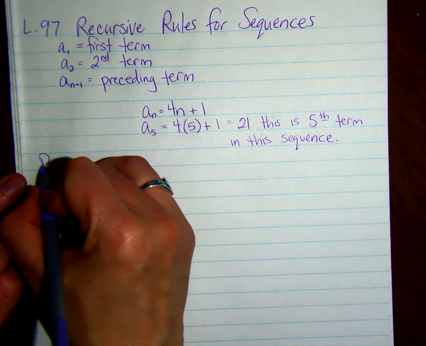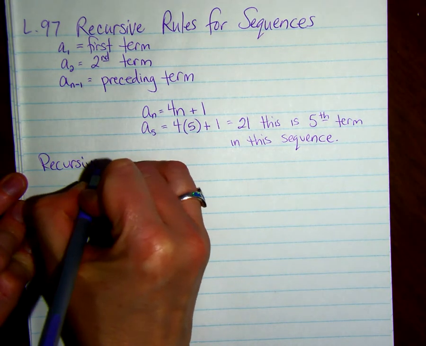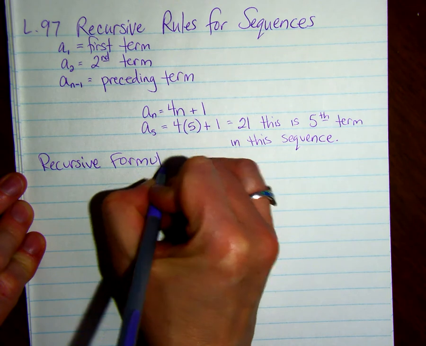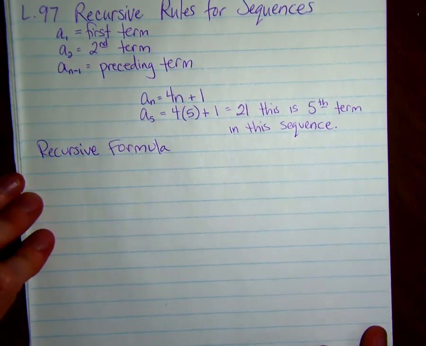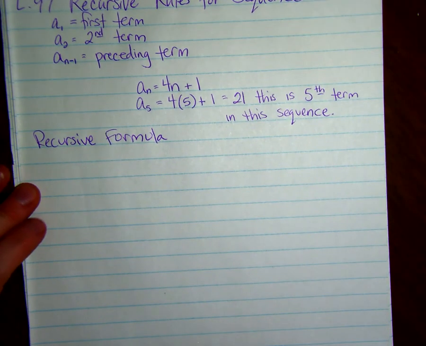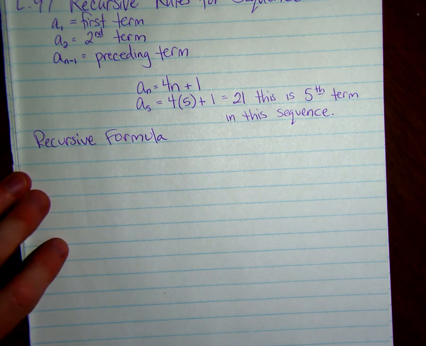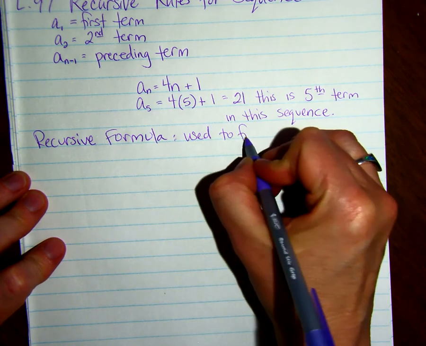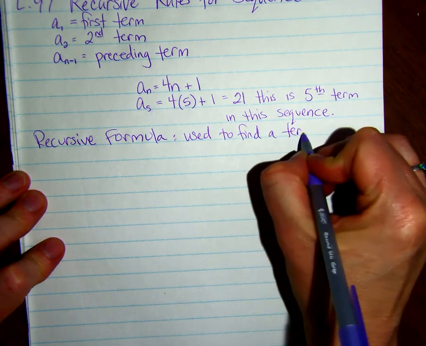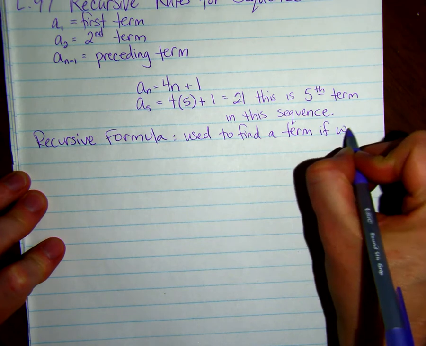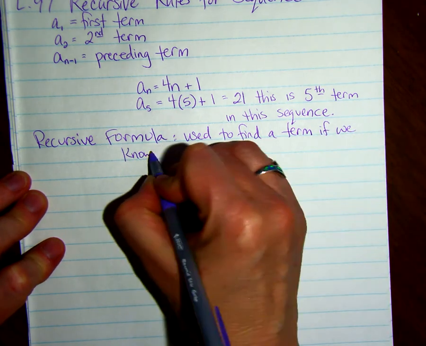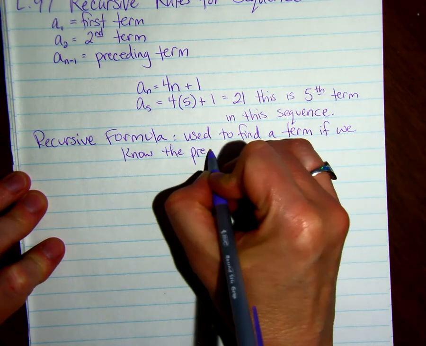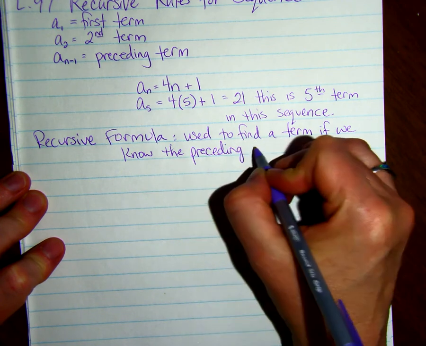Now there is what we call a recursive formula. And that's a formula that we use to find a term if we know the preceding term, or the one right before it. So it's used to find a term if we know the preceding term.